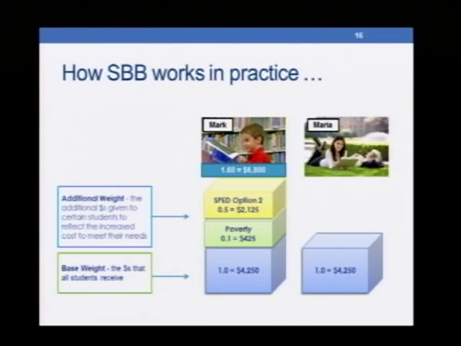If you had 100 kids that look like Mark in your school, you'd get 100 times this amount. Maria is a non-proficient student and an English language learner, and so her weights look a little different. If you had 100 Marias, this is what you get. If you had 100 of each, you would add them up together. That's how the mechanics of it work.